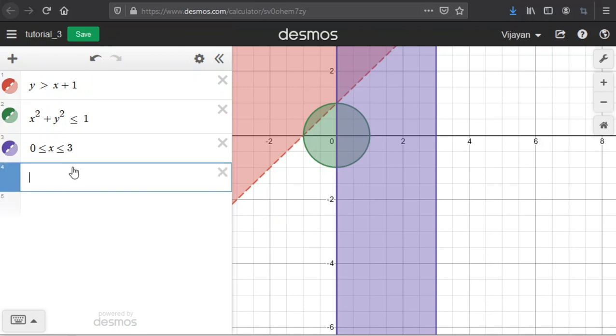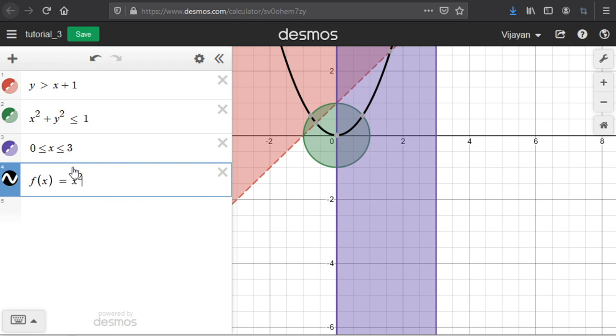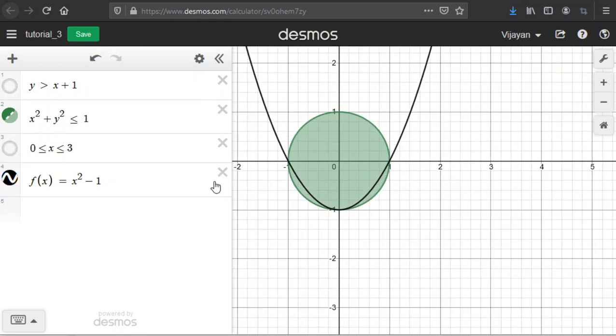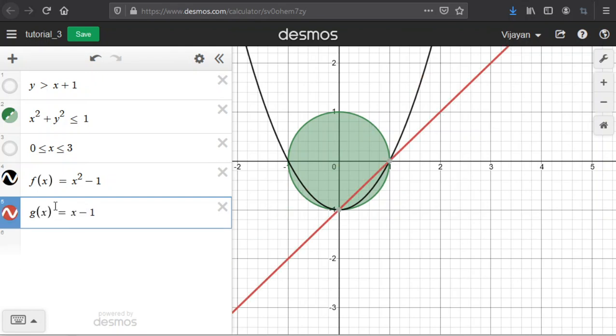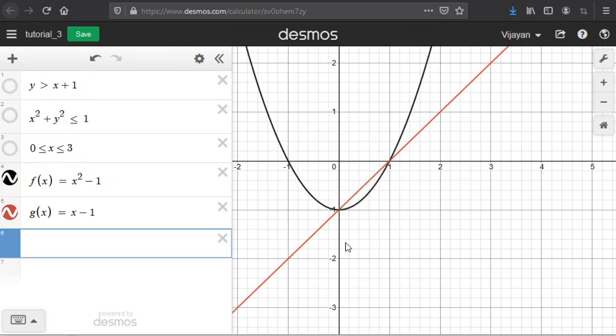Suppose I want to write f(x) is equal to x square minus 1. This is a function. I close other things. Now see, this f(x) is equal to x square minus 1, and this is a circle. The points where it is touching the circle have been highlighted in gray, and we can see it easily. Suppose I am writing another function like g(x) is equal to x minus 1. So it is showing this one. Now I'm switching off this one.